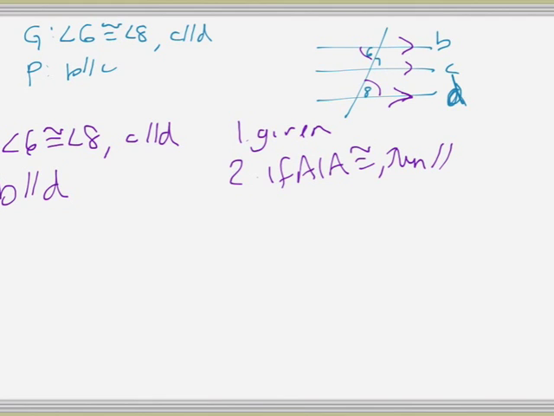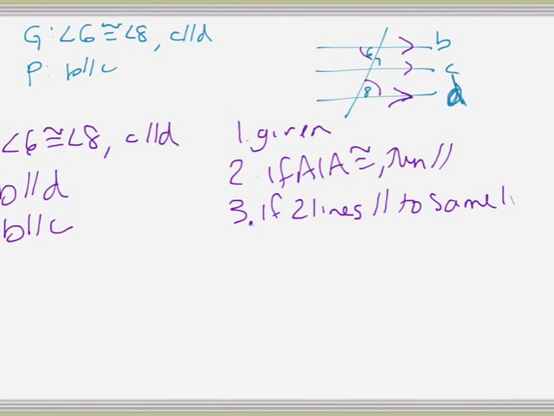So we can say that B is parallel to C. And our reason is the very last one on that flow chart: if two lines are parallel to the same line, then they are parallel to each other. Would substitution work? It would not. Substitution, we really need to be talking about some sort of an equation.